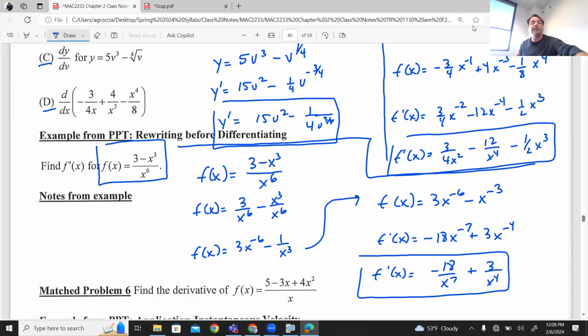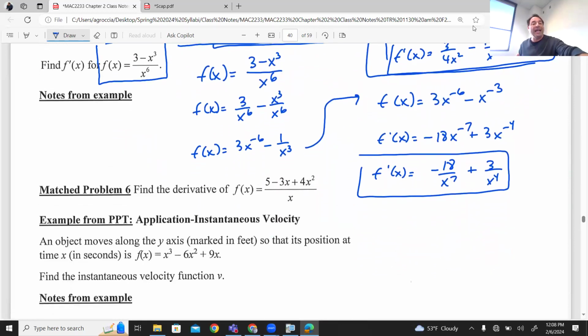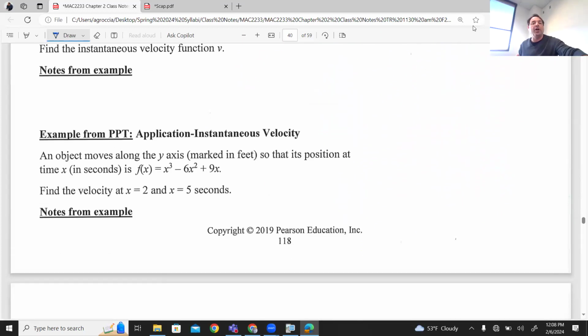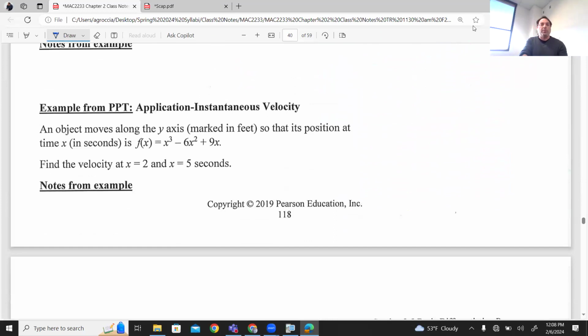So the end of this section and the beginning of the next section is going to all be about word problems. So to finish up chapter 2, it's going to be about word problems. This one's kind of like a quickie word problem, just to get started talking about word problems and what this means.